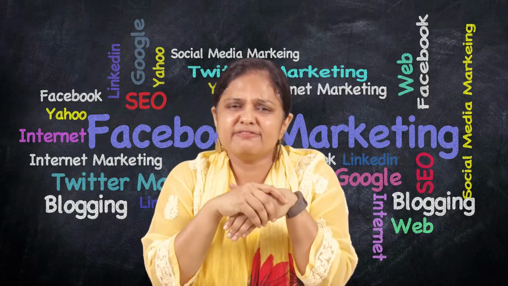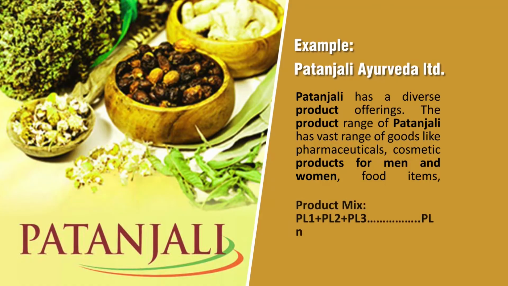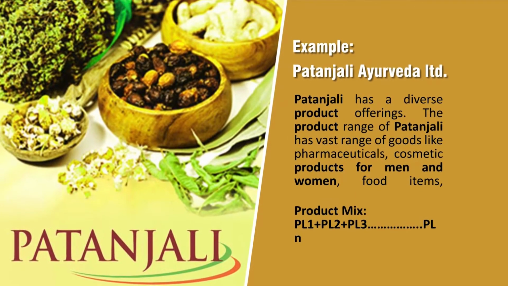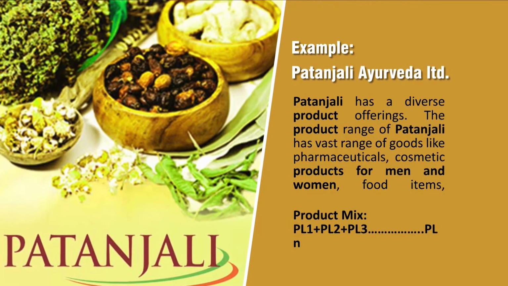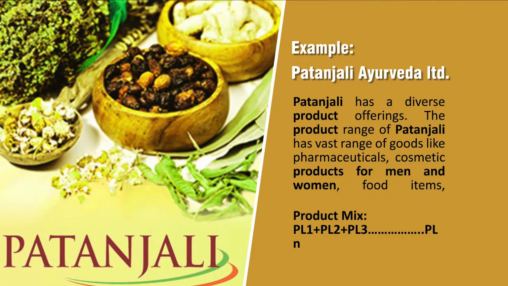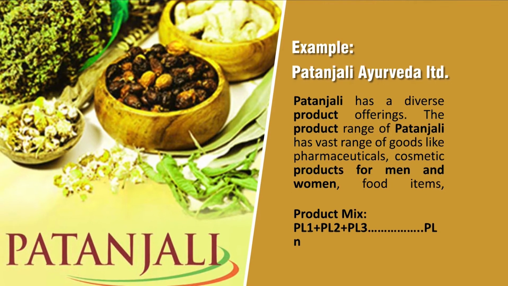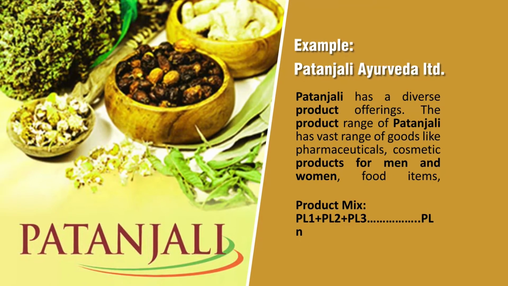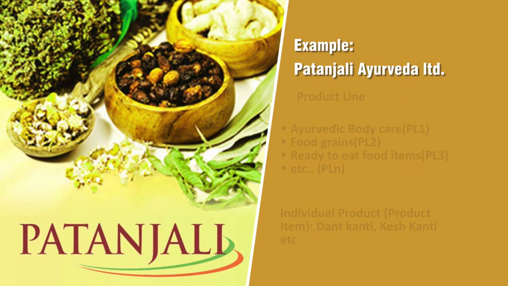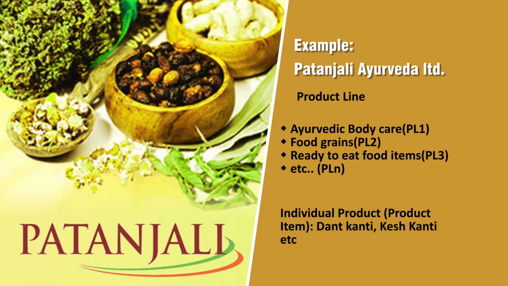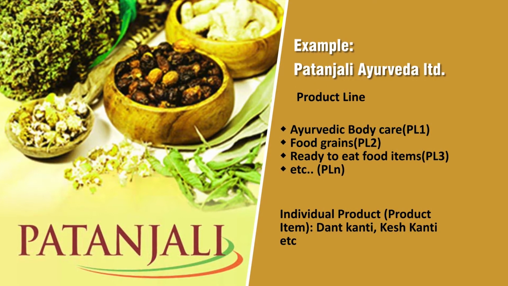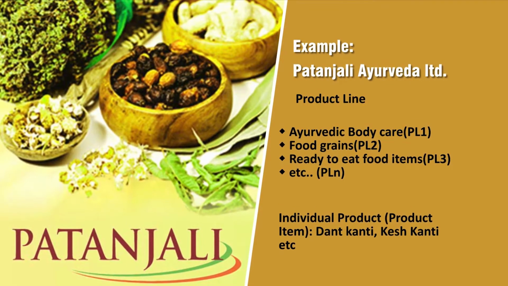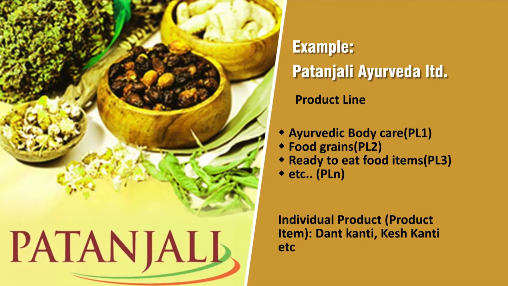So if we ask what is product mix: product line 1, product line 2, product line 3, and likewise whatever number of product lines Patanjali Ayurveda Limited has, if you add them, it becomes a product mix. And if you talk of a separate range, that becomes a product line. Say for instance, in this case, Ayurvedic body care maybe is product line 1, food grains maybe product line 2, ready to eat food items product line 3, and so on and so forth; they have various other product lines.